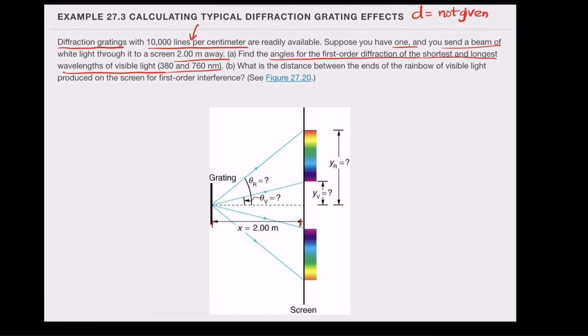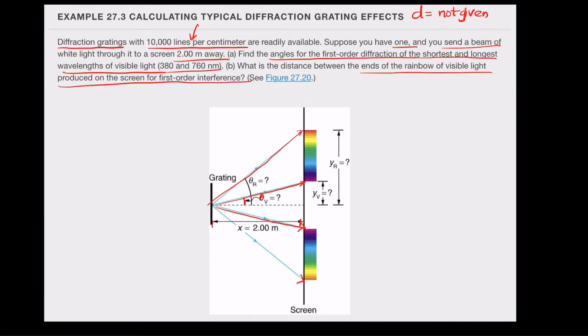And what is the distance between the ends of the rainbow colors produced on the screen from the first order of interference? Notice that when light passes through the diffraction grating, it creates a spread of light where, on the positive side, you see from violet to red, and on the other side you start from violet again towards red. So they are asking us to find the angle for violet and the angle for red, based on the wavelengths that are given.